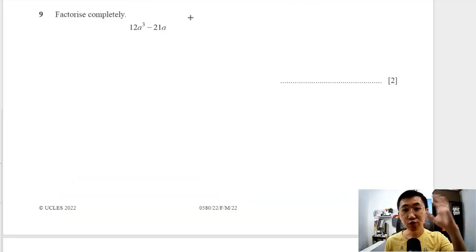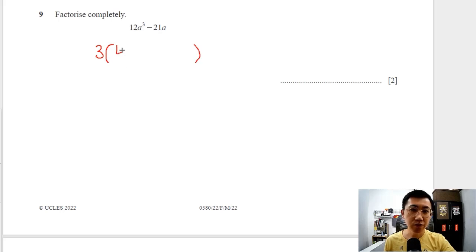Question 9, factorize completely means you take things out of the bracket, alright? So you factor out your factors that are common between these two terms right here. So teacher can see 12 and 21, so factorize out 3, bracket. Now you just keep asking yourself, what times 3 will get me 12a cubed? So that is going to be 4a cubed minus, copy back. What times 3 will get me 21a? That is going to be 7a. Okay, so you factorize out 3 first.